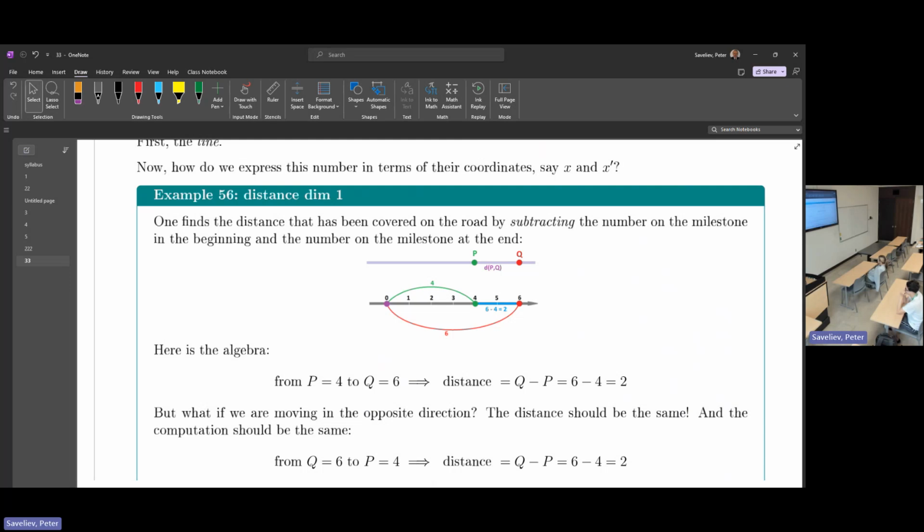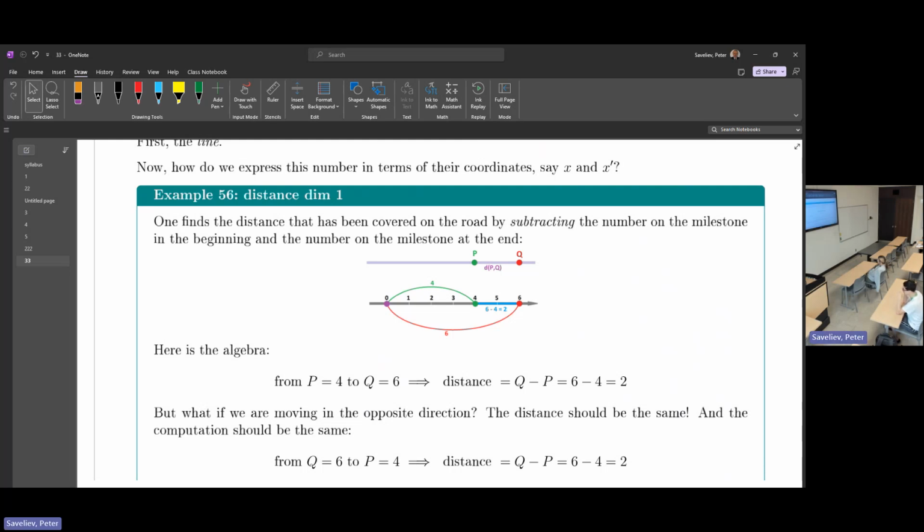So if we go from P to Q, then we subtract 6 minus 4, which is equal to 2, which is fine. But if we were going the opposite direction, then it would be 4 minus 6, which is negative 2. But the distance is 2. So what do we use here? Absolute value.